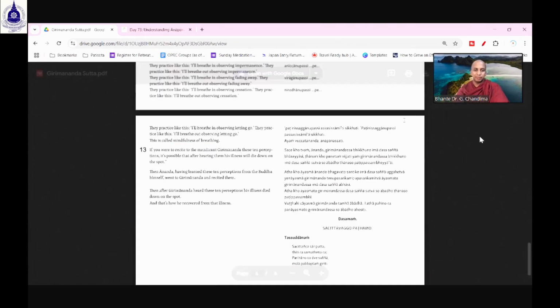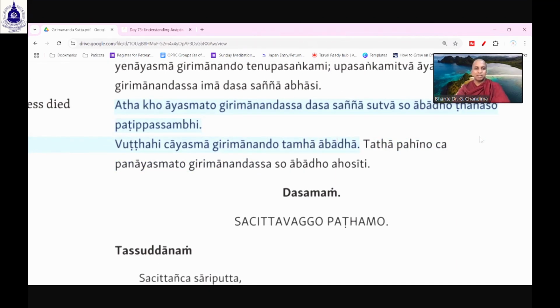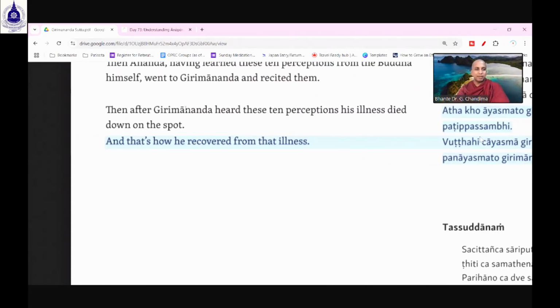And then what happened? Atako ayasmato girimanandasa sanya sutva su abadu tan su paripasa. Uttahitayasma girimanando tamha abada tatapahino smato girimanandasa su abadu apasa. Then after Venerable Girimananda heard these 10 perceptions through Venerable Ananda, his sickness died down on the spot, in that very moment. And that is how he recovered from that illness.